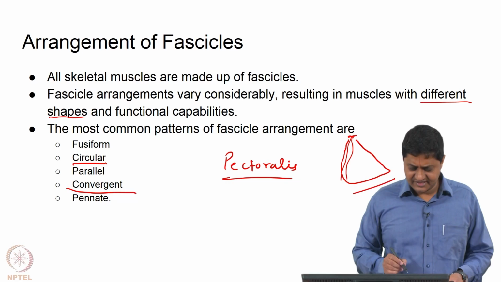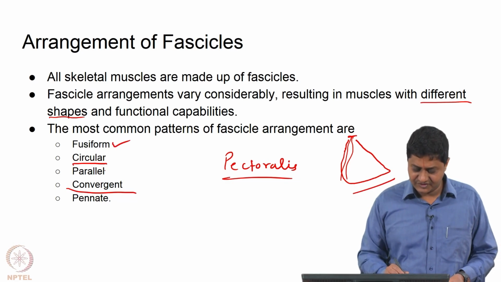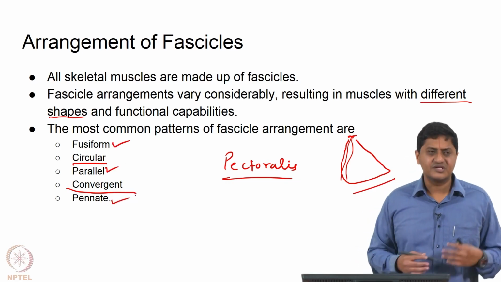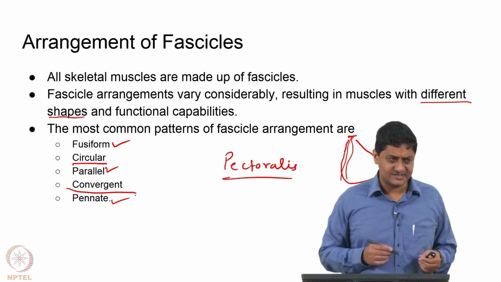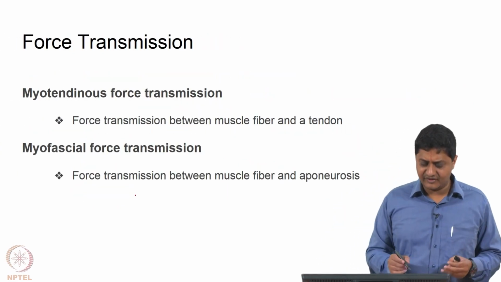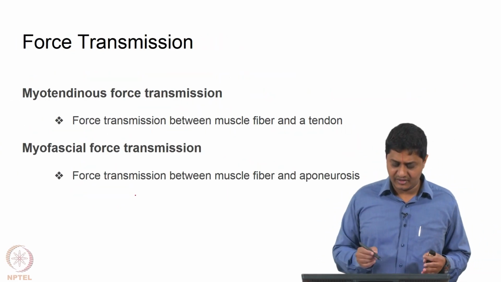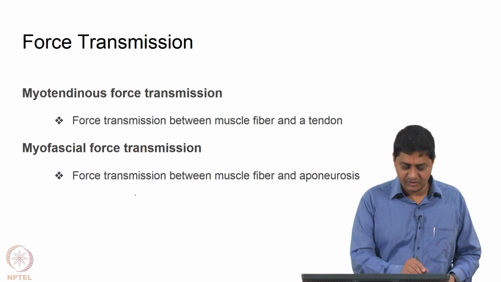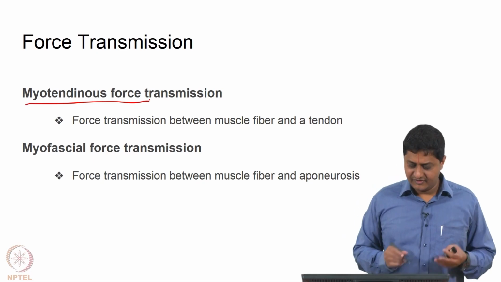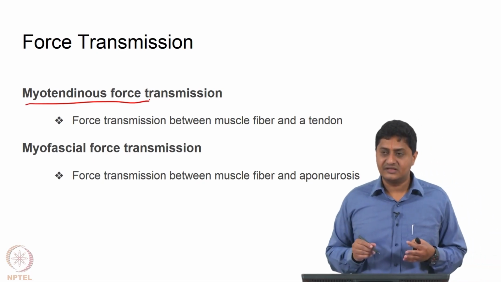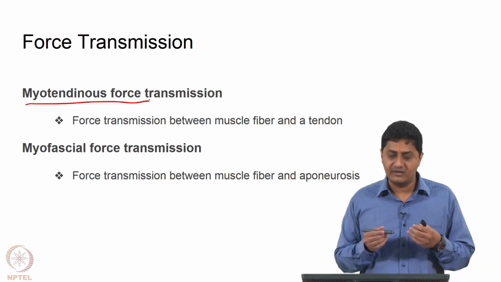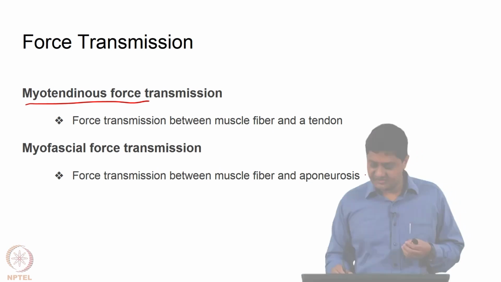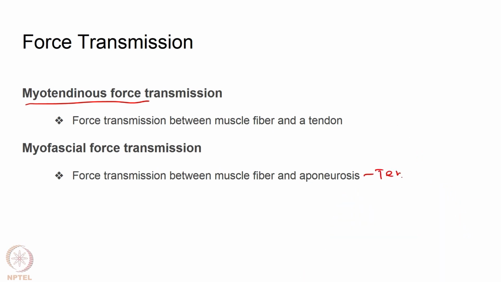Several of these are present, and we have seen fusiform, parallel and pennate, which are the more common cases. As I said, when force gets transmitted from a fiber to a tendon, that is straightforward myotendinous force transmission. When force is transmitted from one fiber to an aponeurosis, and from the aponeurosis to a tendon, this is basically myofascial force transmission.